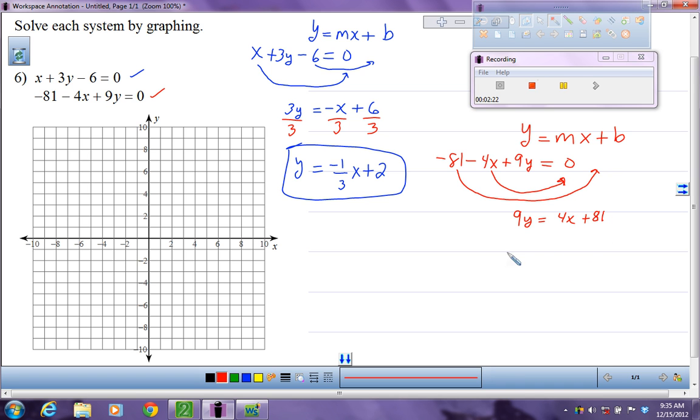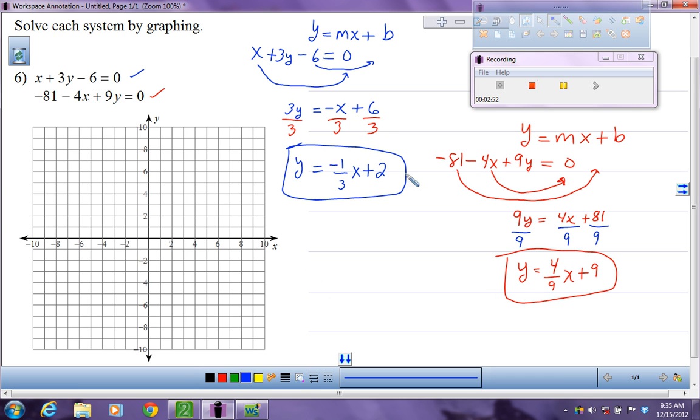Okay. And don't forget to divide by 9 right there, correct? Because you want to leave that y by itself. So I ended up as a positive 1 right there. And you have 4 over 9x. You can't do very much anymore there. 81 divided by 9 can actually become 9. And you finish this one. So let's graph them both, okay?